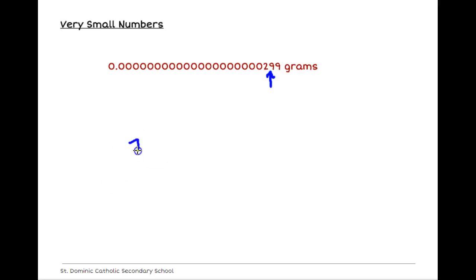So I'm going to write that out. 2.99. And I'm going to multiply that by a power of 10. And the power of 10 is based on how many decimal places that I needed to move in order to get that 2.99. So that is, 1, 2, 3, 4, 5, 6, 7, 8, 9, 10, 11, 12, 13, 14, 15, 16, 17, 18, 19, 20, 21. So I moved it 21 spaces.